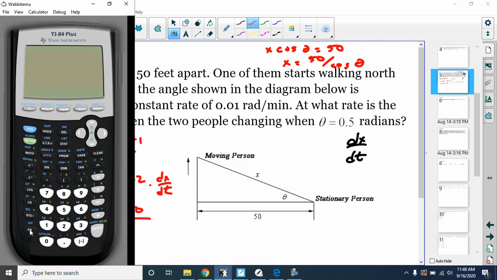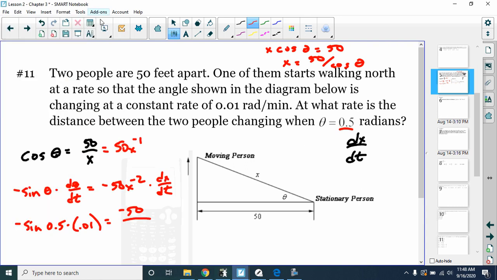So 50 divided by cosine theta, and theta is 0.5. So my x value is this, 56.975, times dx/dt, and then we should be able to solve for dx/dt.